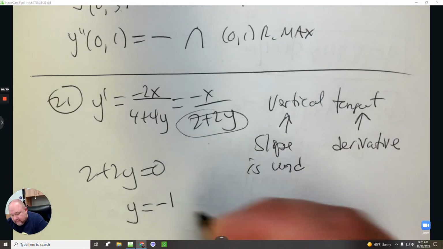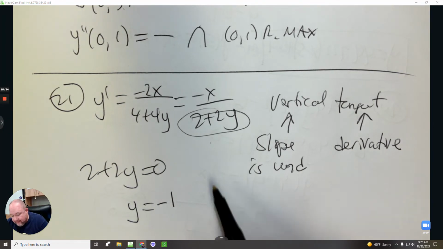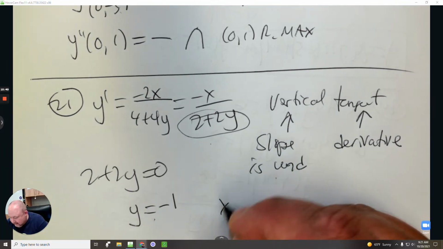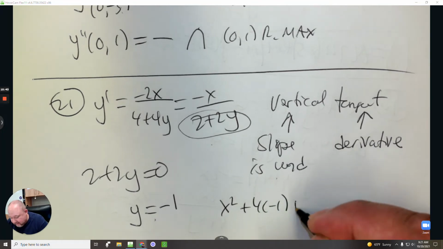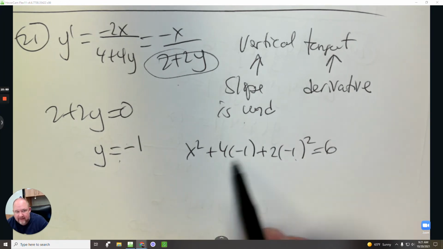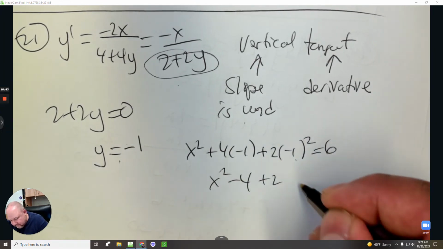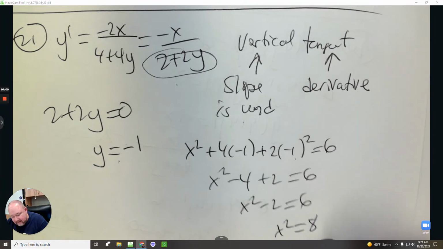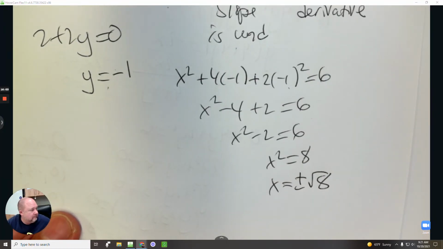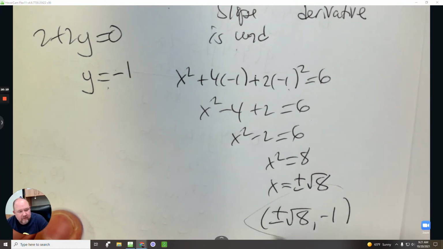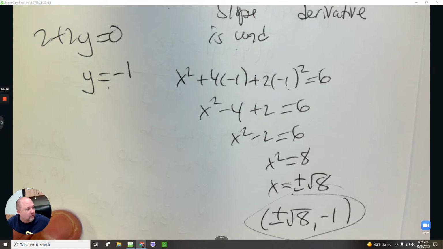and then solving it. So when y is negative 1, it is undefined. And then I go back to the equation, and I plug in negative 1 and find what the x value is because it asks for the point. So I go back into the equation, plug negative 1 in for y, and solve it. Now, this is going to be positive and negative root 8. So at positive and negative root 8 and negative 1, these 2 points, we have vertical tangents, or the slope is undefined. 22.